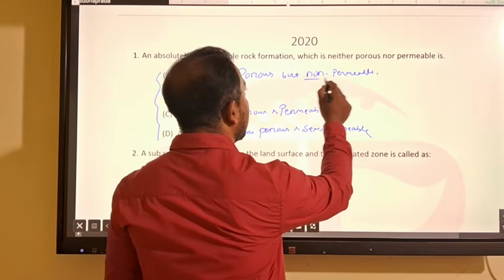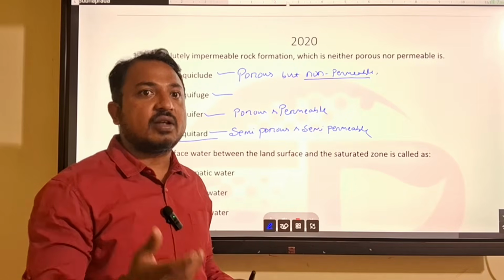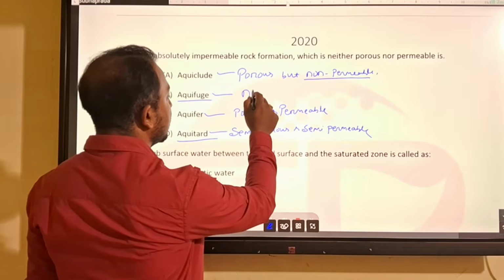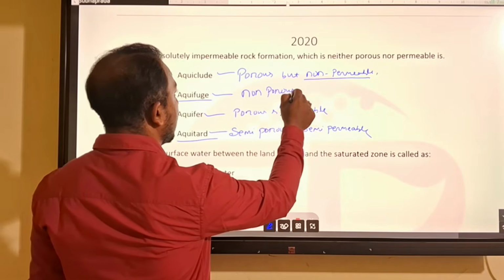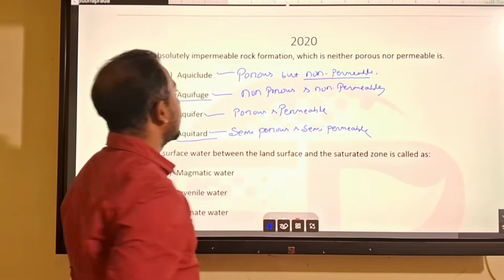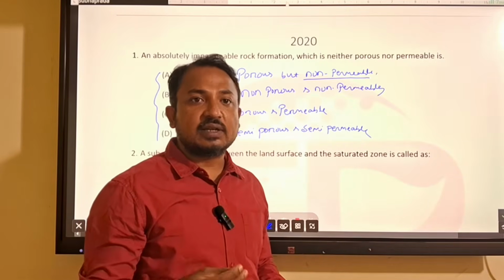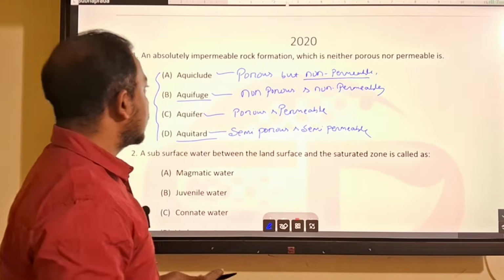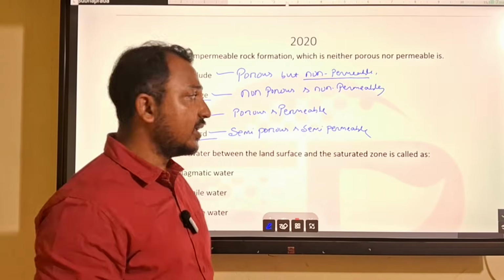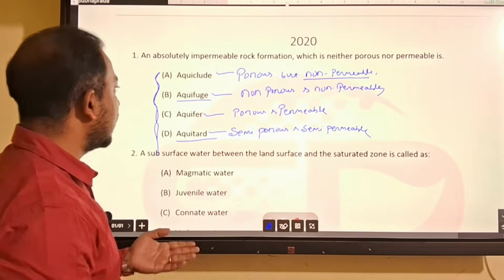The cause of non-permeability is that this type of rock does not have interconnected pore spaces. Then we have aquifuge, which is non-porous and non-permeable. Any crystalline rock like igneous rock is non-porous and non-permeable unless it has some fracture within it. These are the four important hydrological characteristics on the basis of porosity and permeability. One is aquifer, which is porous and permeable. You can take the example of sandstone, which is a very good aquifer.